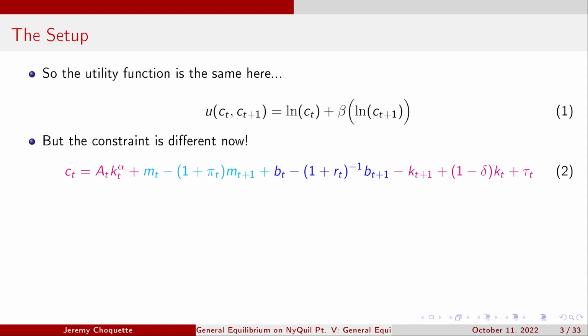We've got taxes, so the money, the bond, and the tax terms are the government's function. And then output, tomorrow's capital and today's capital, that's the private sector stuff.